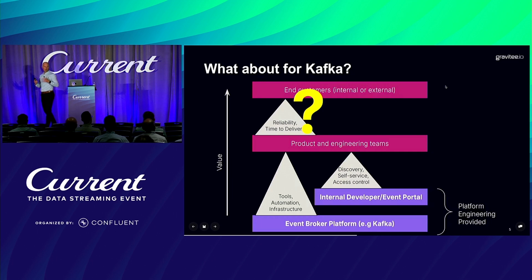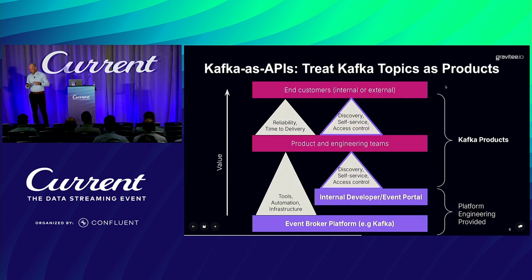Okay, so what about Kafka? What we see at Gravity is a lot of organizations, obviously, as we've just proved, have platform engineering teams that have an event broker platform, i.e. Kafka, Confluent, Redpanda, whatever it might be, that is part of this platform engineering team's responsibility.